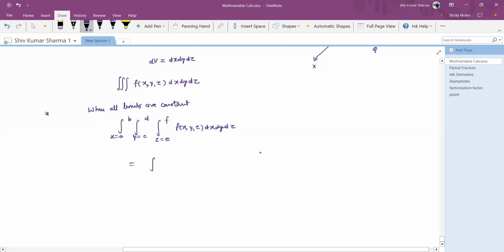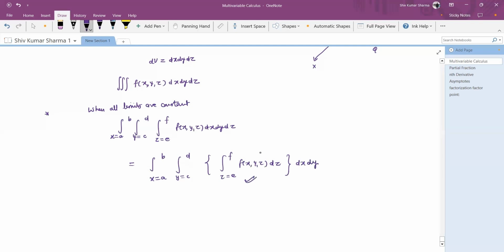So this can be written as x from a to b, then y equal to c to d, and first we integrate with respect to z, from e to f, of f of x, y, z into dz, with dx and dy. So first we integrate with respect to z, then with respect to y, then with respect to x.